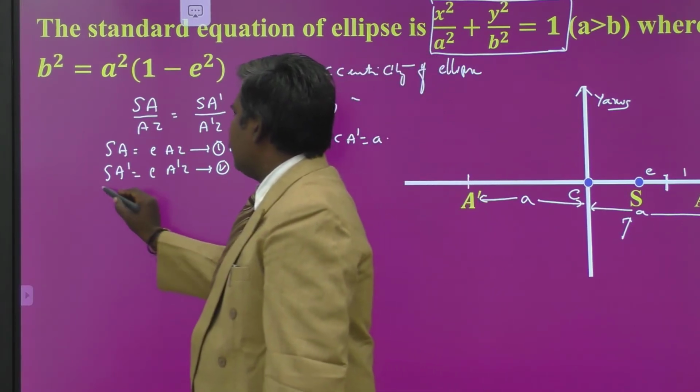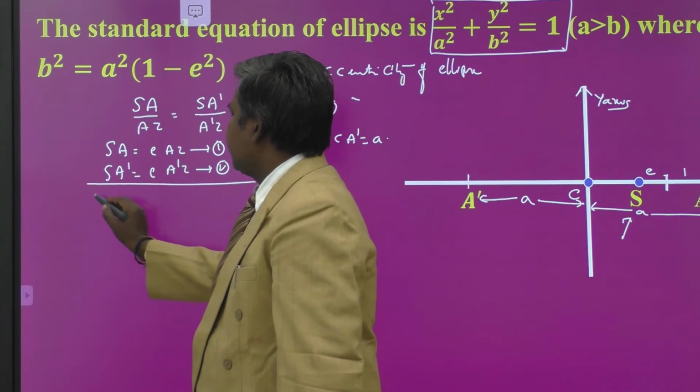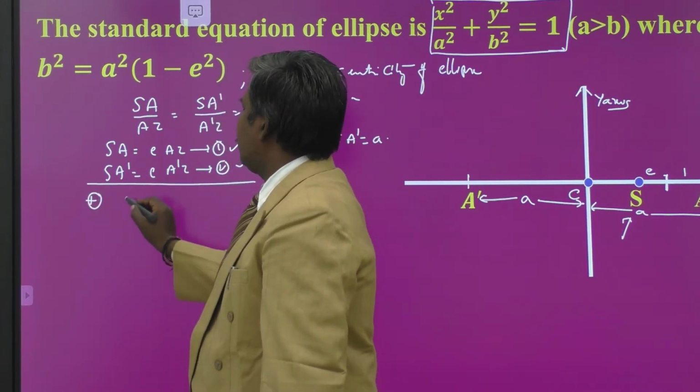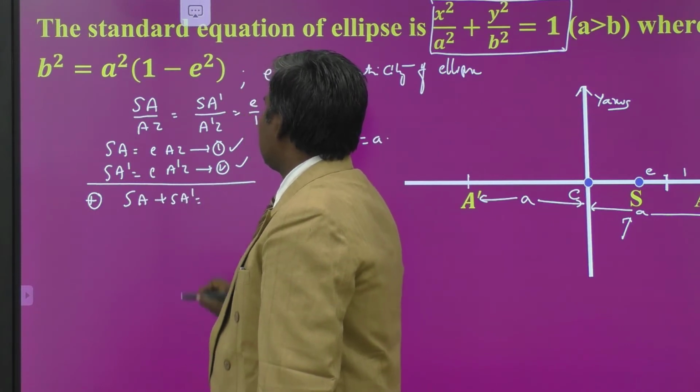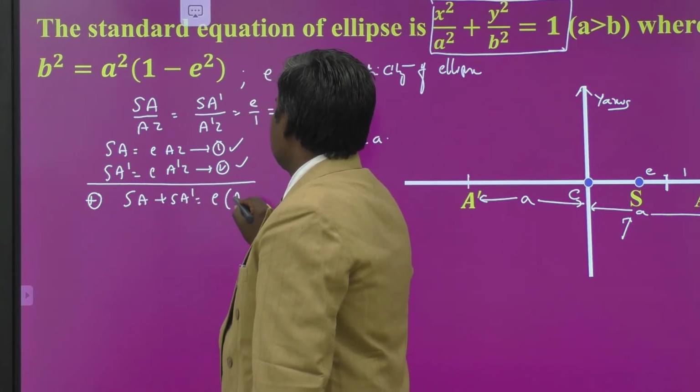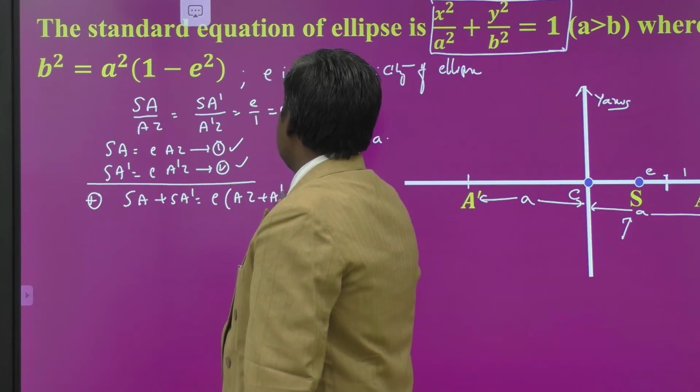So, first of all, we add these two equations. What happened? By adding these two equations, SA plus SA dash is equal to e times AZ plus A dash Z.